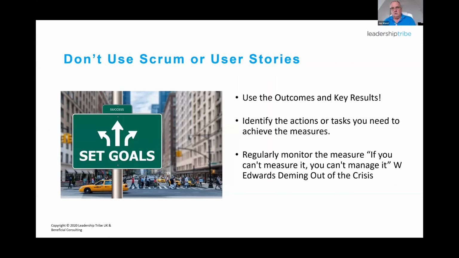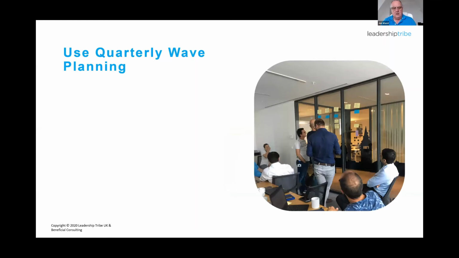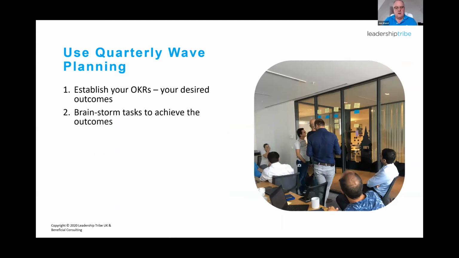So really what we've got to do is to start to think about what are the tasks that we need to do in order to get this outcome, okay? And that outcome could be set as a quarter. You don't need to set it every 30 days. Set it as a quarter. So we've got a quarterly wave planning process. We identify these are the outcomes that we want by the end of the quarter, and then we'll review the activities and the progress every 30 days. Okay, so quarterly wave planning will establish the OKRs, your desired outcome. And then what you do is to brainstorm the tasks that are needed in order to achieve those outcomes.